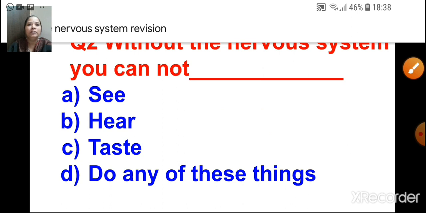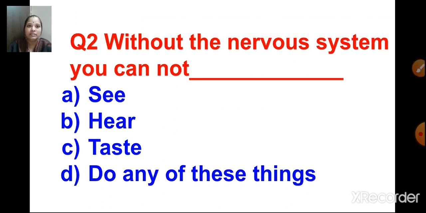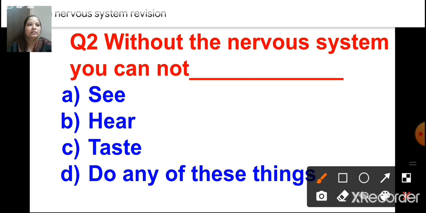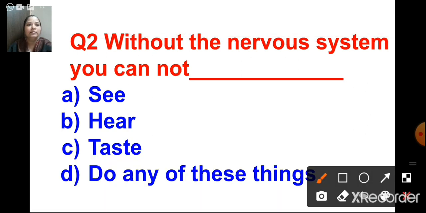The next question is, without the nervous system, you cannot. The options are see, hear, taste, do any of these. And the correct answer is D, do any of these, as the sense organs work in coordination with the brain. They cannot work alone. That's why without the nervous system, you cannot see, you cannot hear, you cannot taste, right? So the answer is D, do any of these things.